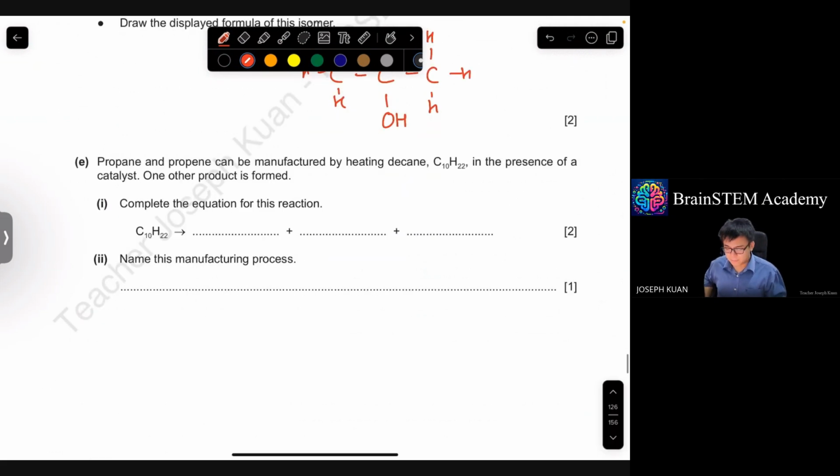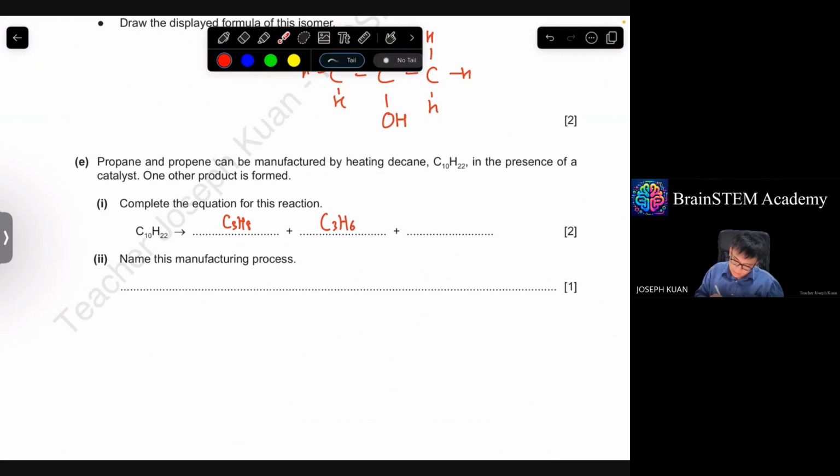Next, propene can be manufactured by heating propane in the presence of catalysts. One other product is formed. Complete the equation for this reaction. So propane, which is C3H8, forms propene, which is C3H6. What's the remainder? We get 4 carbon left and then 8 hydrogen left. Name this manufacturing process. It's known as cracking.